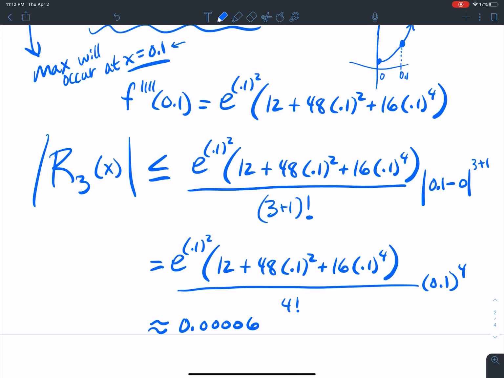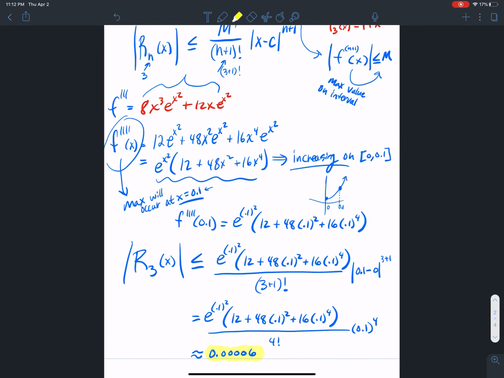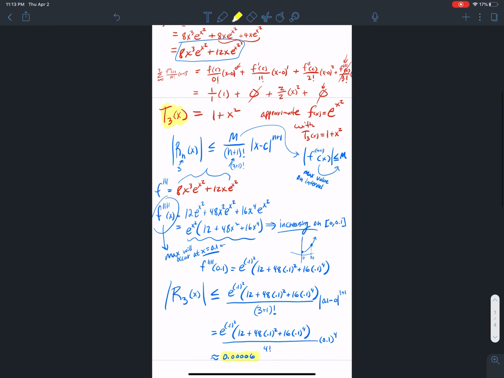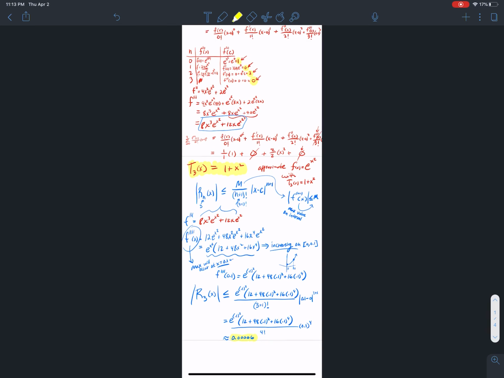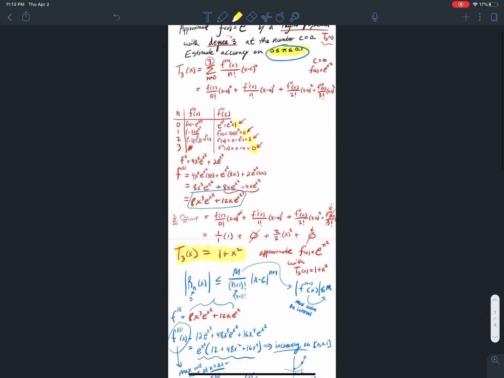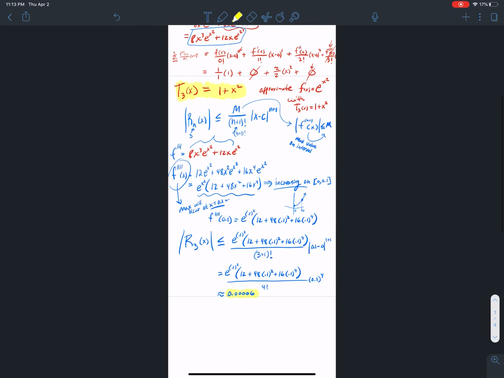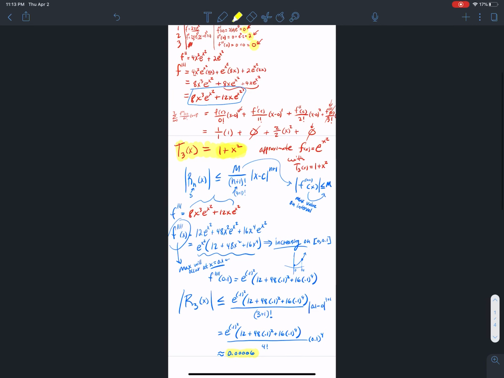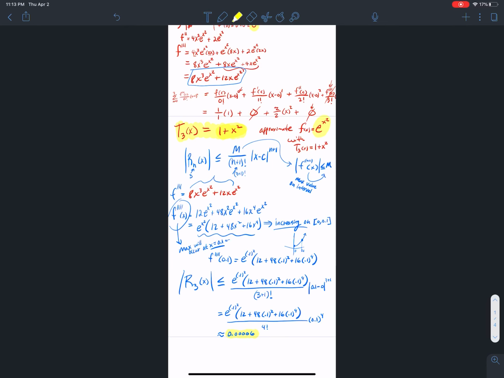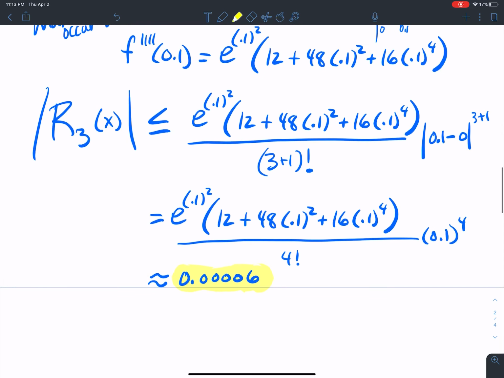0.00006. So what is this telling me? The maximum error that can occur by using T3 of 1 plus x squared on the interval from 0 to 0.1, the max error that's going to occur using this simple function to approximate e to the x squared is this right here. That's the maximum error. Am I saying I'm going to get that max error? No. But I'm just saying that's the maximum error total.